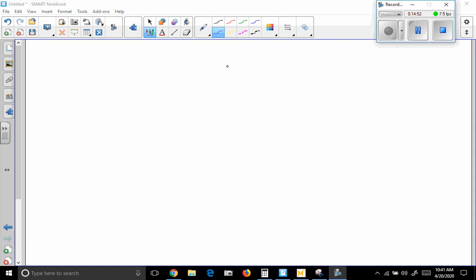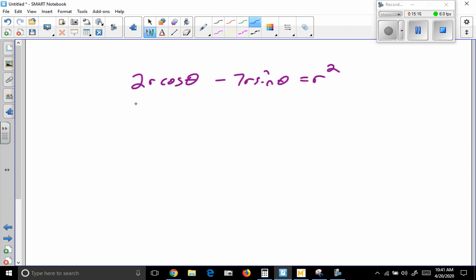If we go in the other direction, let's suppose we have 2r cosine theta minus 7r sine theta equals r, or let's say r squared. Anytime we have r cosine theta, we're going to replace that with x. Anytime we have r sine theta, we're going to replace that with y. And remember, r squared is x squared plus y squared.